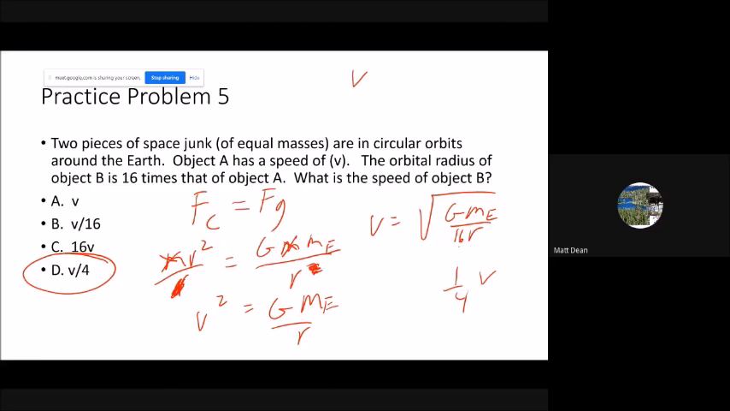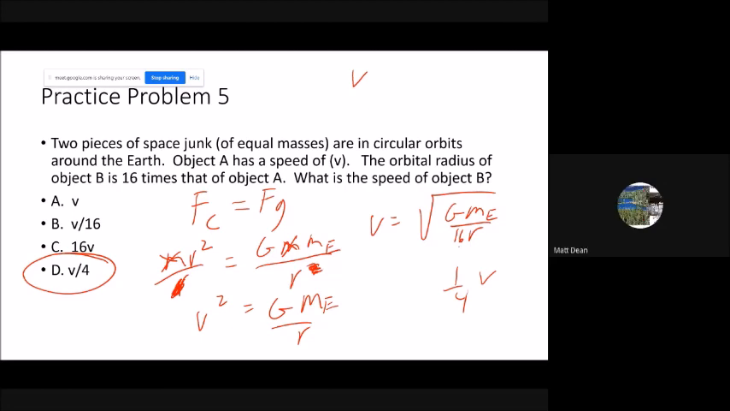Does that make sense to everyone? Any questions on that one? Where do I find the mv squared over r formula? Say one more time. Where do I find the mv squared over r formula?